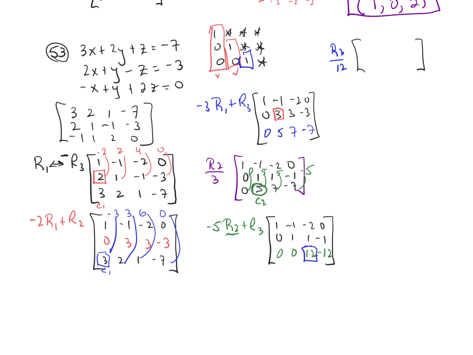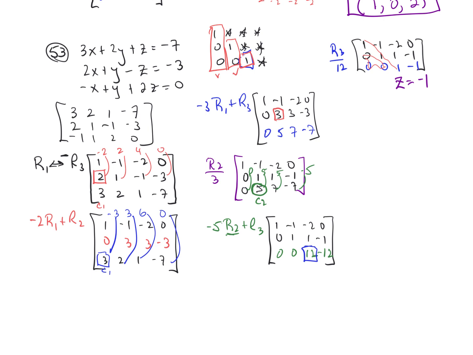Row 1 doesn't change: 1, negative 1, negative 2, 0. Row 2 doesn't change, but row 3, if I divide everything by 12, I have 0, 0, 1, negative 1, which is exactly what I want. I want all my 1s on the diagonals, and all these 0s underneath, because now it's in row echelon form, because now I know that z is negative 1.